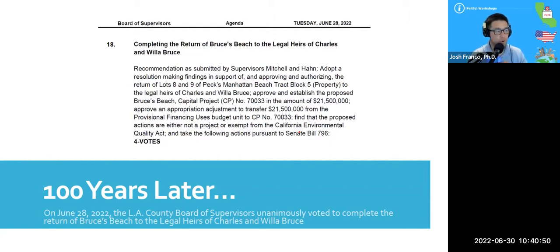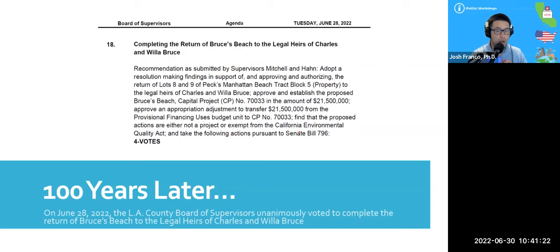Approve and establish the proposed Bruce's Beach Capital Project, CP number 7003, in the amount of $21,500,000. Approve an appropriation adjustment to transfer $21,500,000 from the provisional financing uses budget unit to CP number 7003. Find that the proposed actions are either not a project or exempt from the California Environmental Quality Act, and take the following actions pursuant to Senate Bill 796. Four votes.